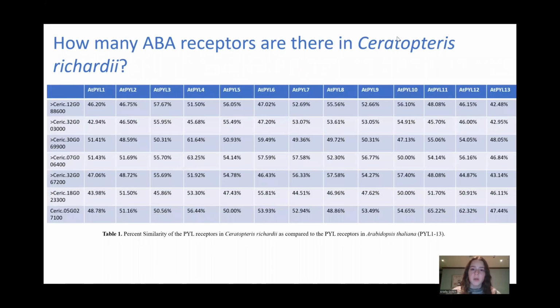The next question we wanted to answer was how many ABA receptors are in the genome of Ceratopteris. In Arabidopsis, there are 13 ABA receptors. When we screened the genome with the basic local alignment search tool, we found 7 putative ABA receptors. Several PYL receptors in Ceratopteris richardii have a homology of over 50% with PYL receptors in Arabidopsis thaliana.